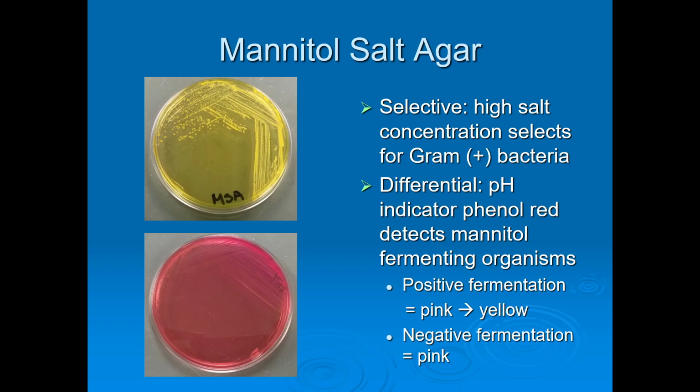Mannitol salt agar. This is a type of selective media, and it's also differential. Remember, they can be both. Selective because it has a high salt concentration, which selects for gram-positive bacteria. It's differential because it has a pH indicator, phenol red, which detects mannitol fermenting organisms. If the organism ferments mannitol, it becomes more acidic, and then the pH indicator, phenol red, will make it turn red.